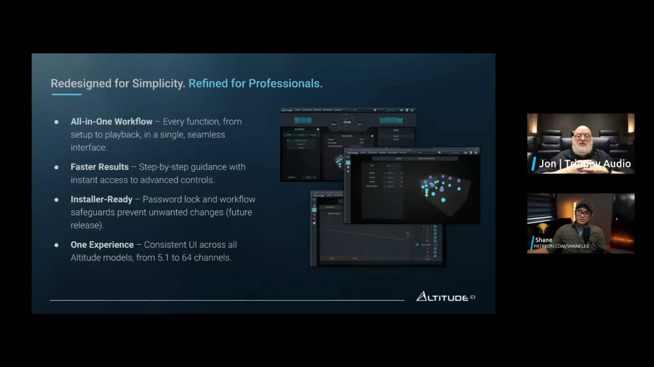Okay. So, because it's a bit of a remanufacture at that point. Got you. But whether you're doing a 5.1 or a 64 channel theater, the interface remains the same and it's consistent as of next year when it comes out for the 16 and 32. It'll be consistent across all of the Altitude models.